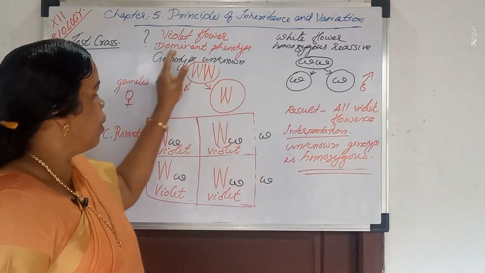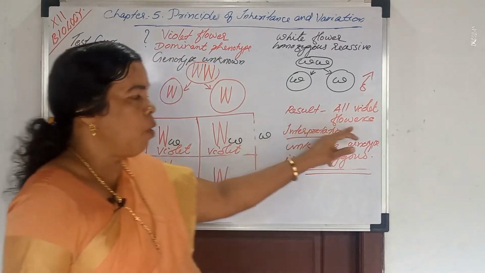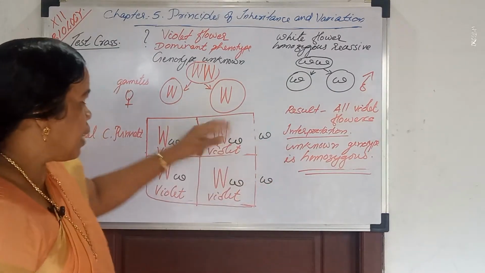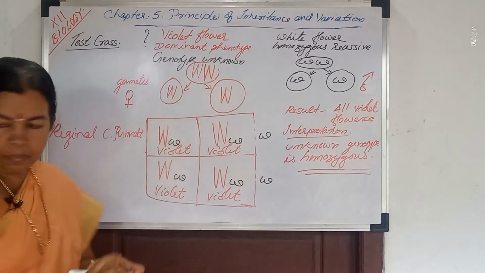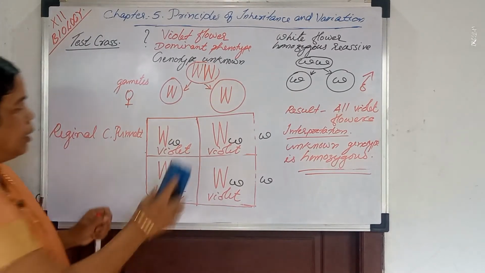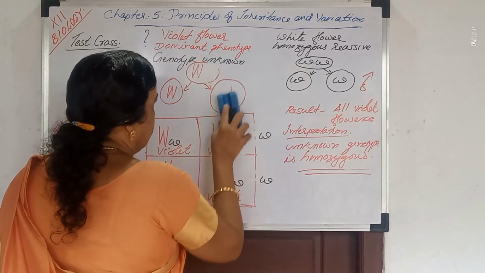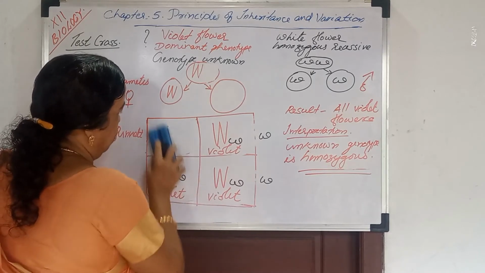That is, if the flower has the homozygous genotype, we get the result, all violet flowers. So this is the first case. So second case, we have to consider it as heterozygous. So make the change here. Here also the gametes will change. Here the result will also change.